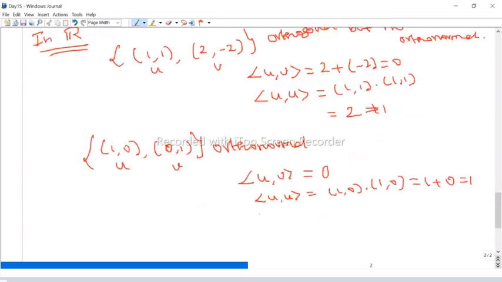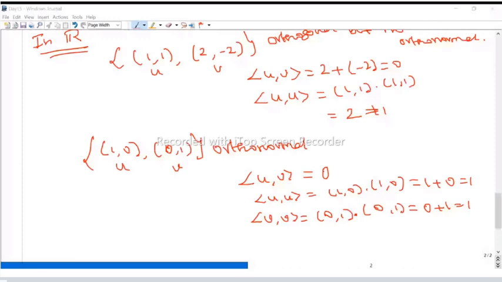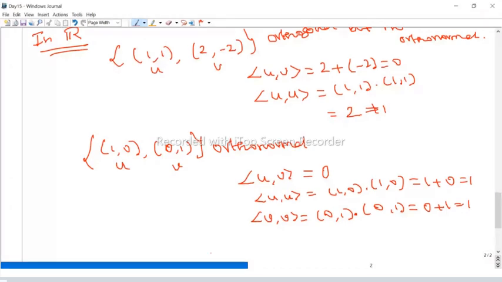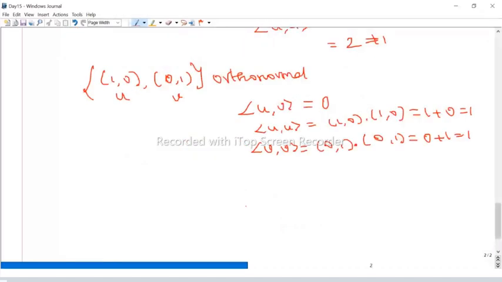Similarly, the inner product of v comma v is (0, 1) dot (0, 1). The dot here is the inner product, not usual multiplication. So 0 into 0 plus 1 into 1 is 1, therefore this is an orthonormal set. There are infinitely many orthonormal vectors in R2, and this is one of them, either (1, 0) and (0, 1). Can you give any other? The inner product should be 0 and the norm should be 1.